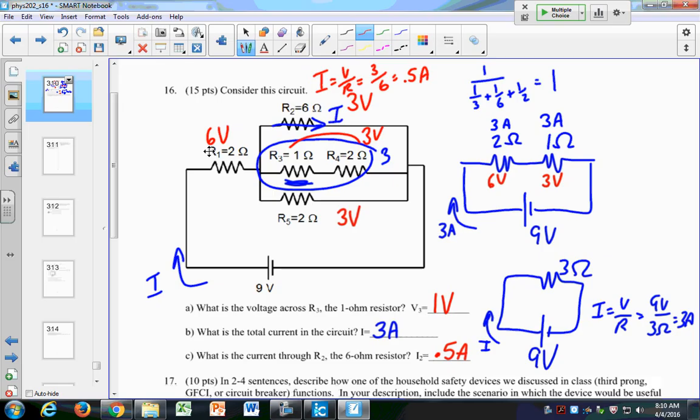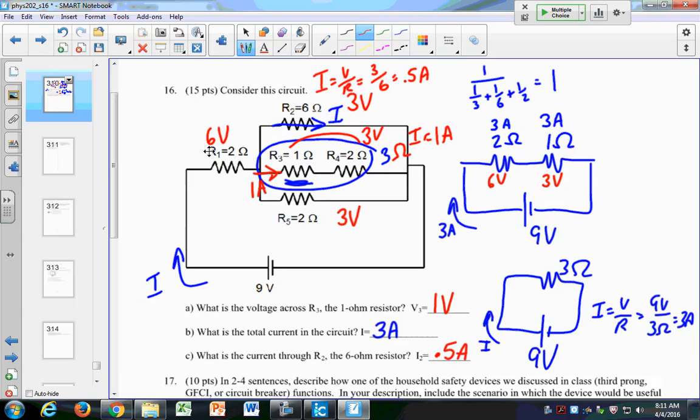Sort of the harder way to get to that is that I know I have 3 volts here across 3 ohms of equivalent. That means I have a current equal to 1 amp. So going through here, I have 1 amp of current. And if I have 1 amp of current through a 1 ohm resistor, that's going to be a potential of 1 volt. 1 amp of current through a 2 ohm resistor is going to be a potential of 2 volts.